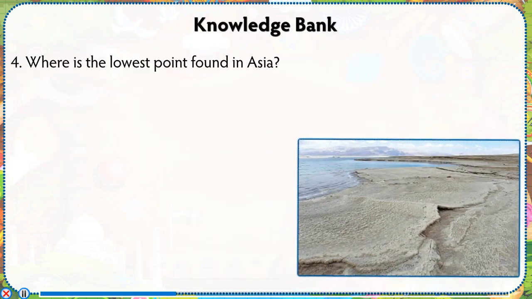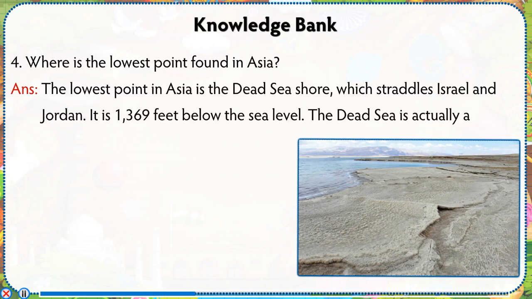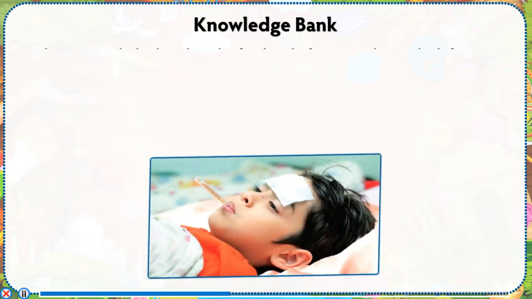Fourth, where is the lowest point found in Asia? The lowest point in Asia is the Dead Sea shore, which straddles Israel and Jordan. It is 1,369 feet below the sea level. The Dead Sea is actually a saltwater lake formed by the extremely high levels of salt in the water. It is not possible for any creature to live in this water.